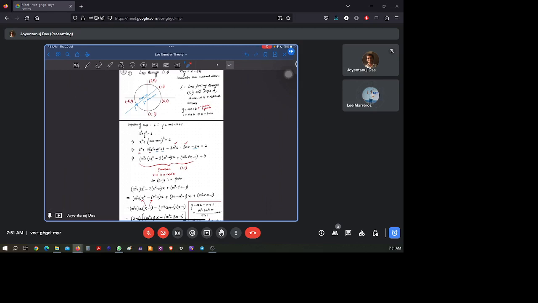Right. So part B, what they're asking is what goes wrong if we try to apply the same procedure if the circle equation is slightly changed, that is, x square plus y square is 3 now. Then what will happen?